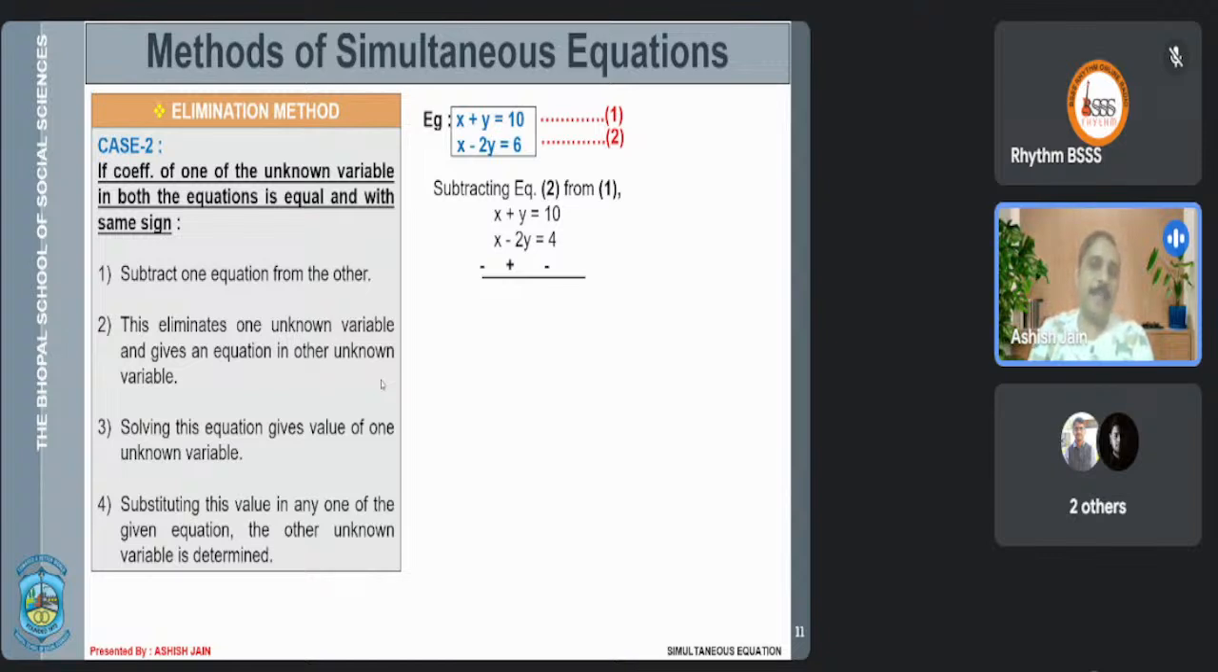Plus x will become minus x. Minus 2y will become plus 2y. Plus of 4 will become minus of 4. ये बहुत important है करना. Then you will add them together.